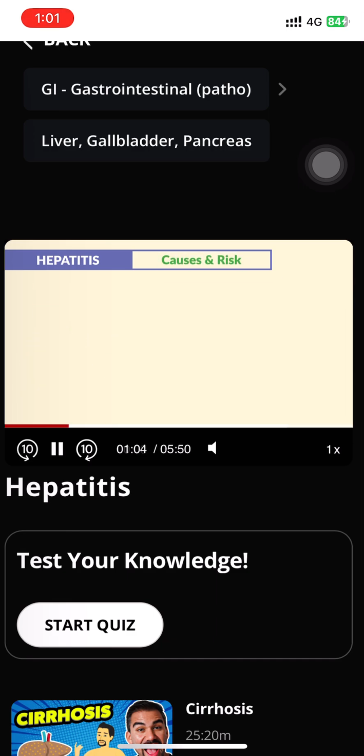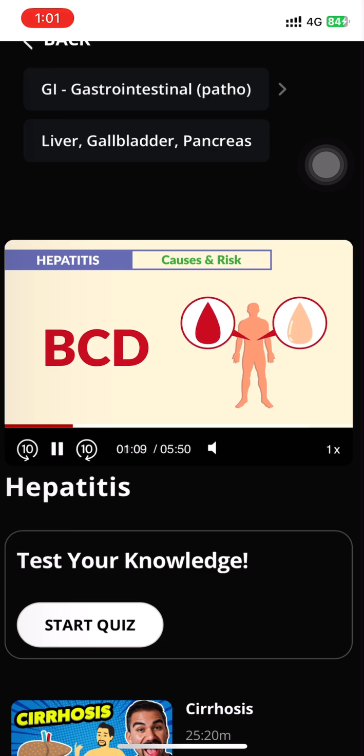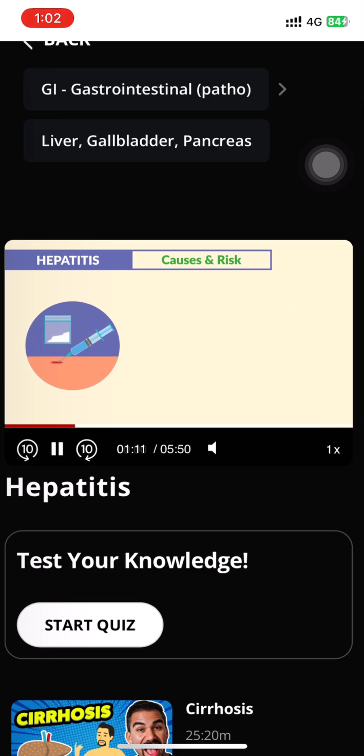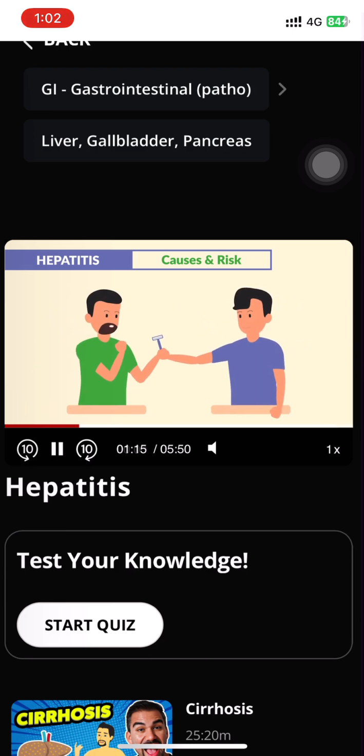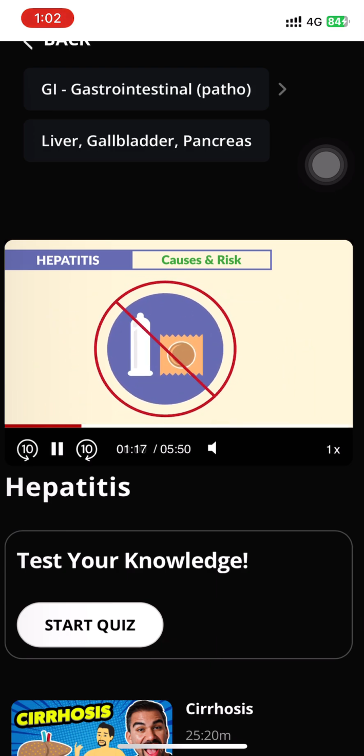Now, in terms of causes and risk factors, for B, C, and D, we have blood and body fluids. So IV drug use, as well as tattoos or even body piercings, and even sharing razors or unprotected sex.